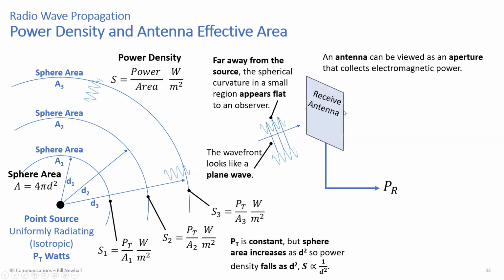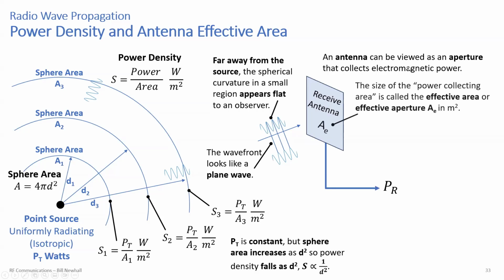Now let's introduce a receive antenna. So this is the receive antenna. It doesn't matter what kind it is. I'm just showing it as a rectangle because that receive antenna can be viewed as an aperture, like a window, that collects electromagnetic power.